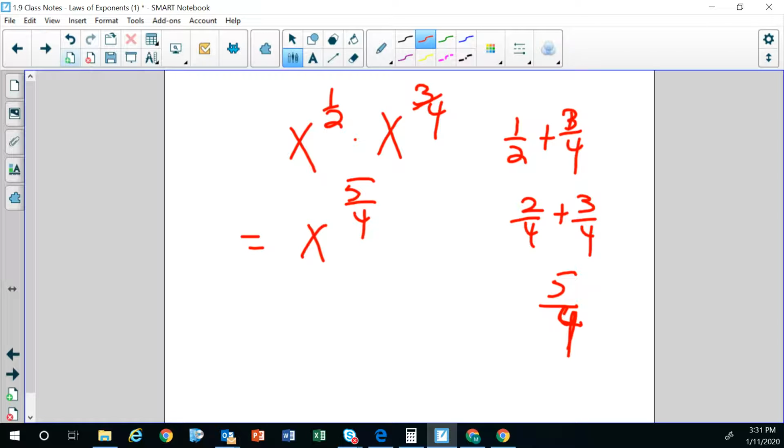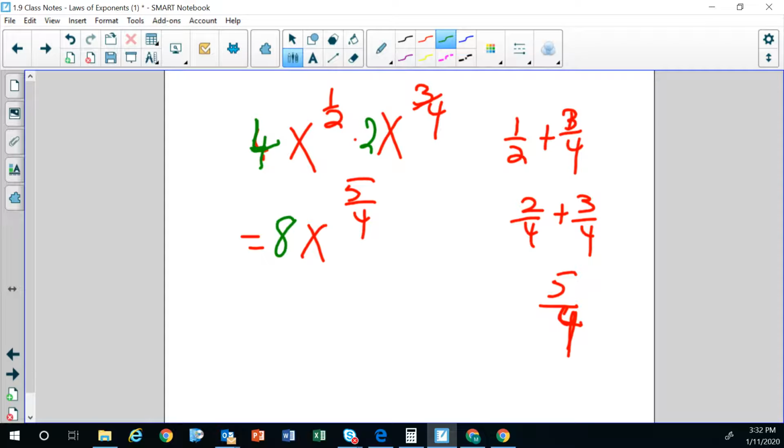Same principle applies. What if I had, and this is where you guys made a lot of mistakes last week, what if you had coefficients? What if I had a 4 and, say, a 2? In this case, I would multiply the coefficients. That would give me 4 times 2 is 8. Remember, we treat the coefficient just as a regular operation. We multiply them in this case.